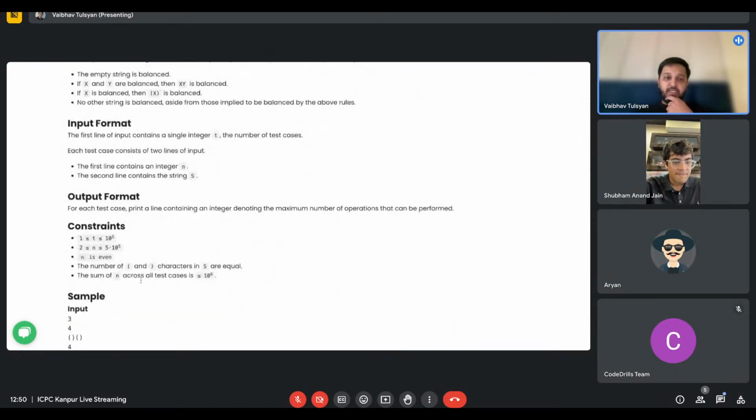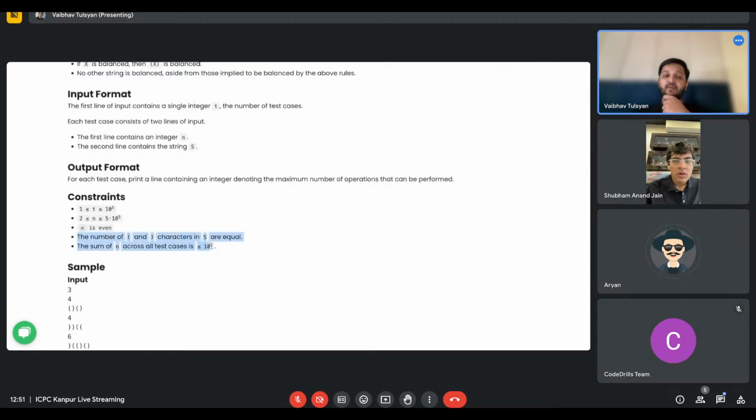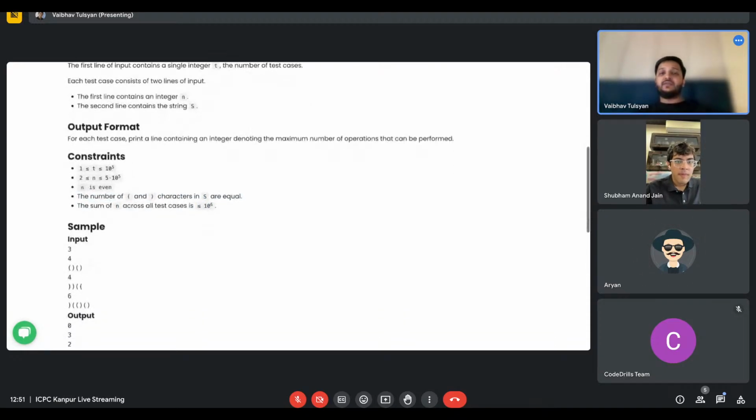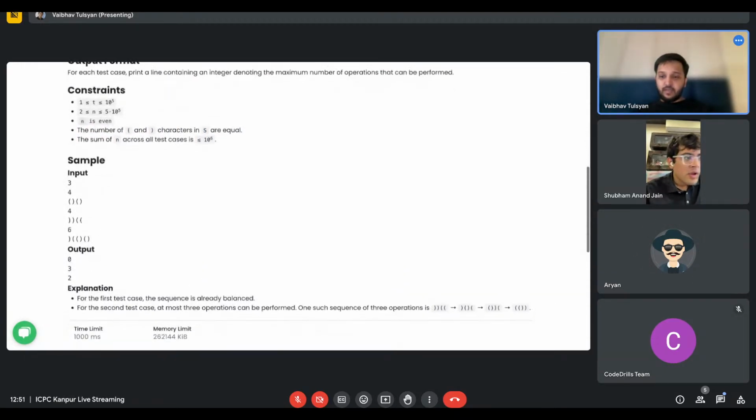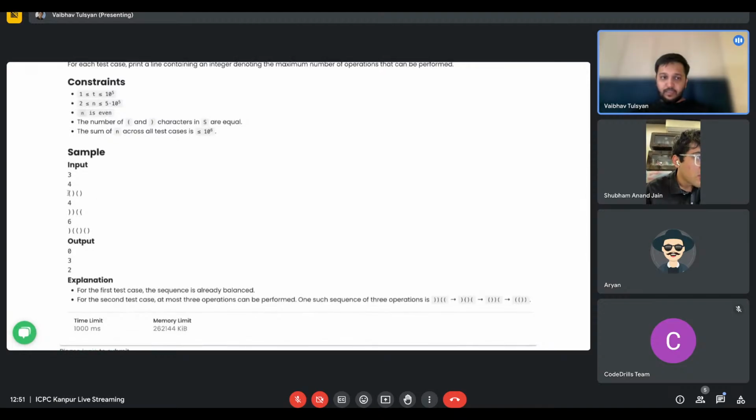And the constraints are we have 10 power 6 characters per test file at most. And per test case we have 5e5 characters. So that's about it. I'm guessing we need a linear solution. And these are the samples.